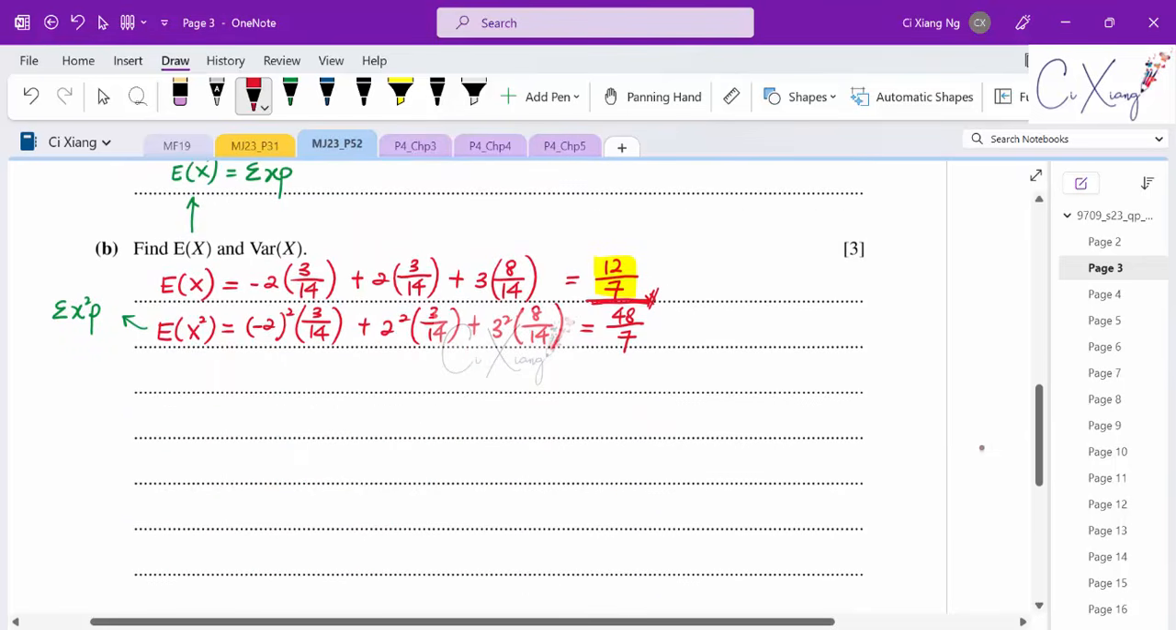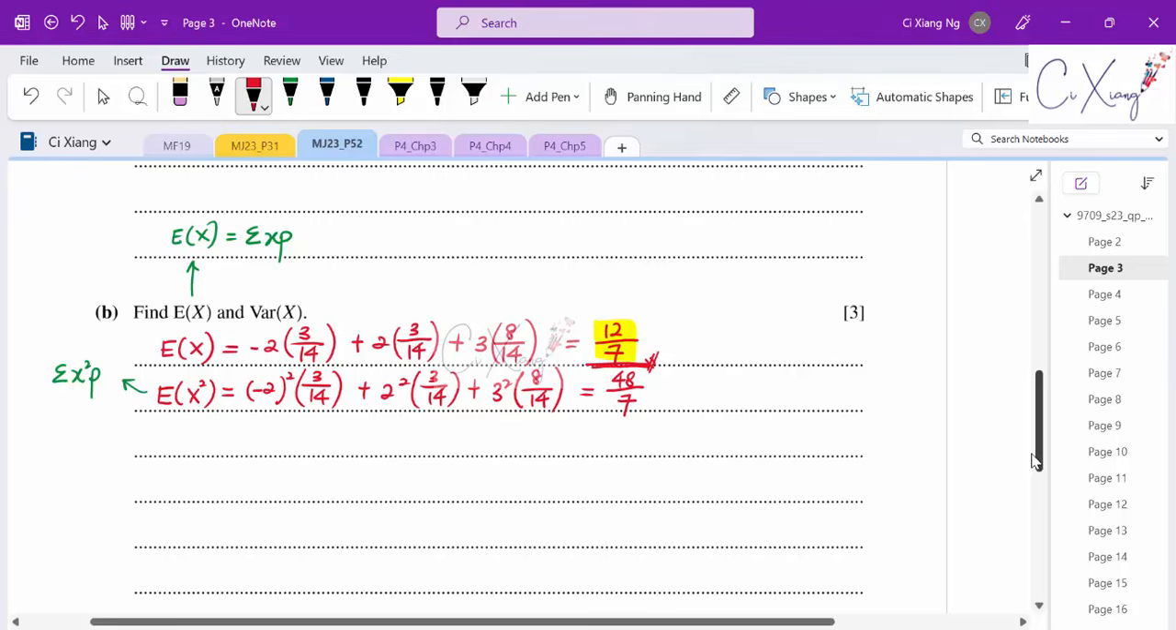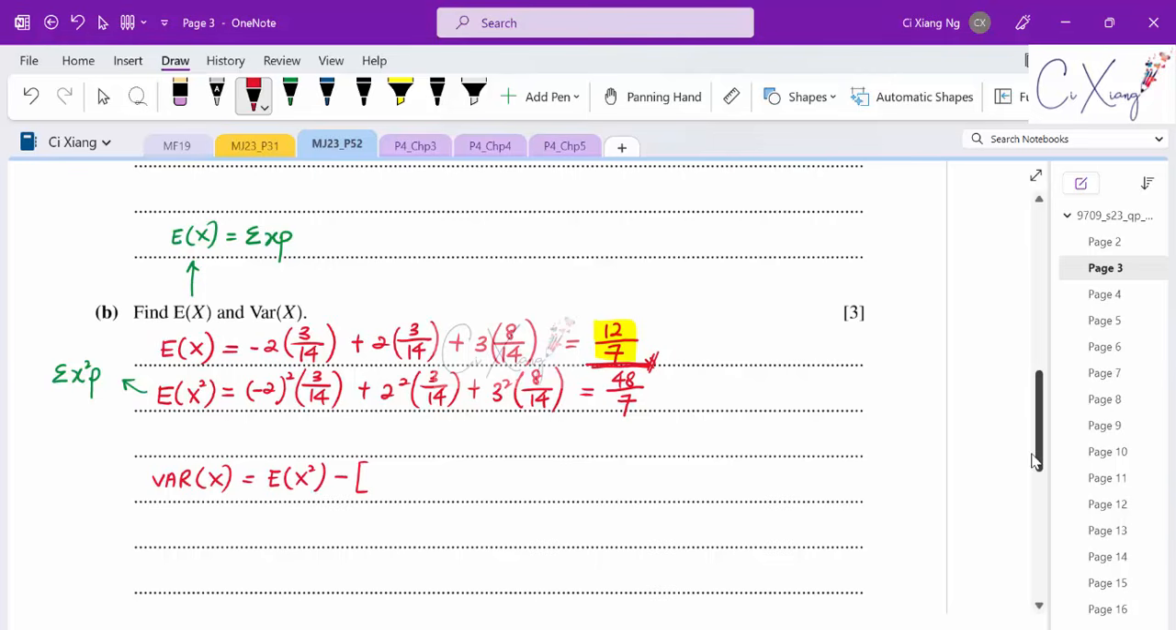So to find the variance, there's a general formula also for variance. Variance will be the expected value for x squared, minus the mean square. So this is a general formula for the variance x. Since I already found the expected value for x squared just now, which is 48/7, then minus the mean. The mean I also got just now, which is 12/7, and then I want to square it.